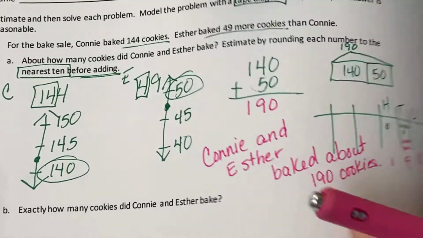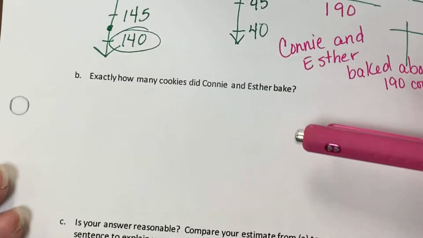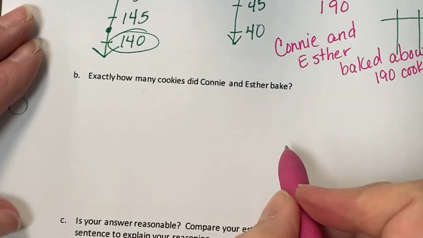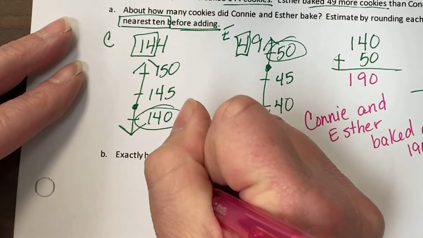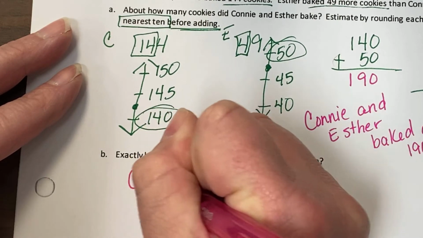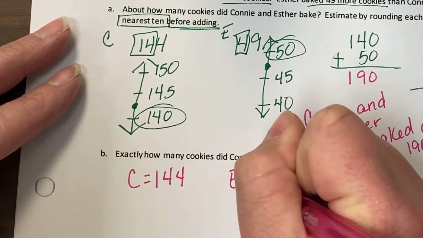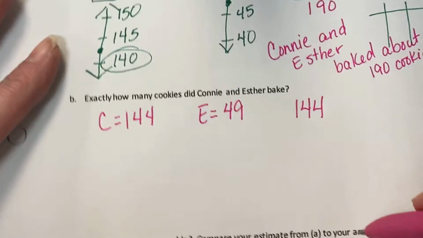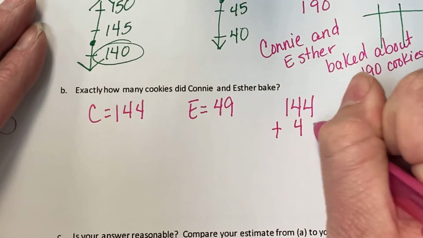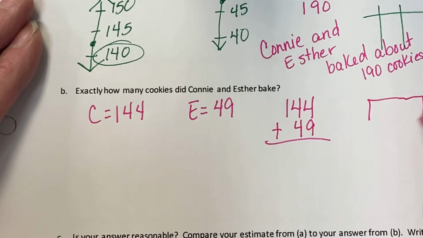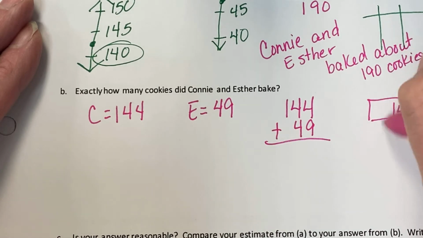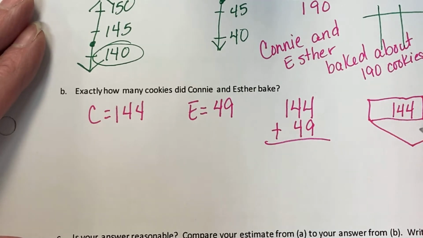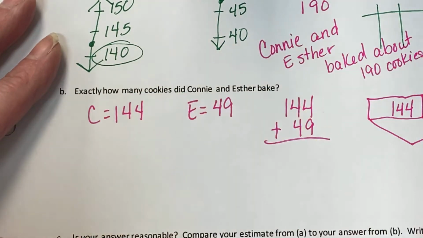All right, now I would have to go down here because it's all about making sense. Exactly how many cookies did Connie and Esther bake? So I'm going to have to say, well, Connie had 144, Esther had 49, so I need to take 144 and add it to 49. So my tape diagram would look like this. 144 added to 49 gives me, and I can come down here and do the total too. I don't always have to do it at the top. I'm not sure because those aren't easy numbers to add, so I may want to come over here.